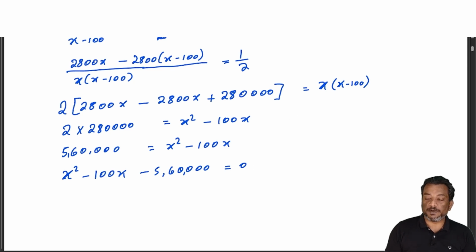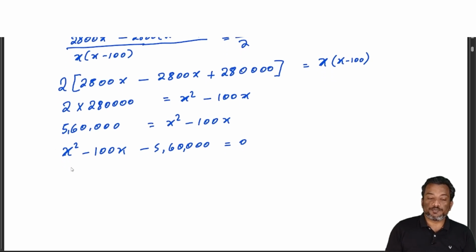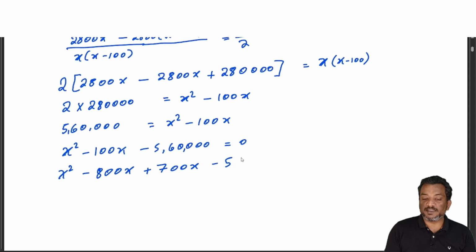So you can do the prime factorization. So here, based on that, you can see, if you want, you can do the prime factorization. Okay, and so you will get x square minus 800x plus 700x, okay, minus 5 lakhs 60,000, okay, is equal to 0.